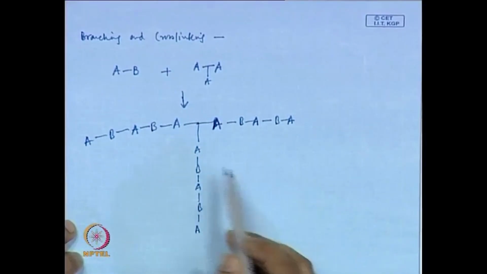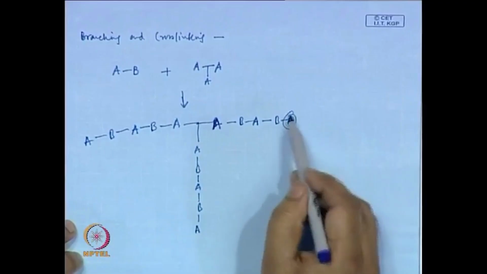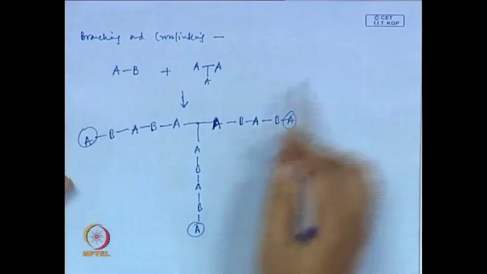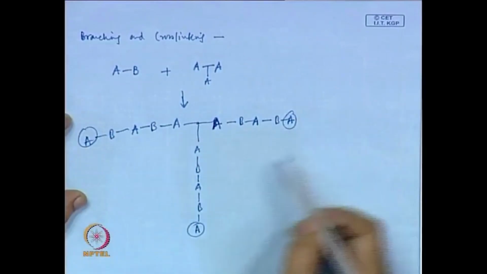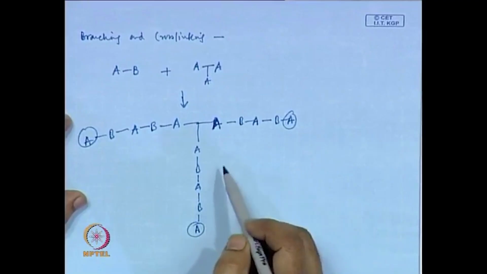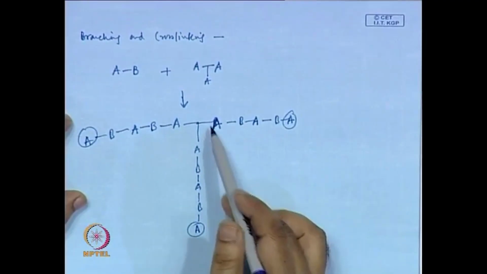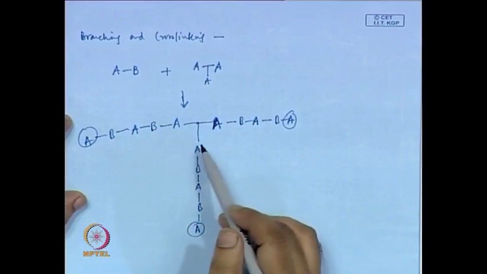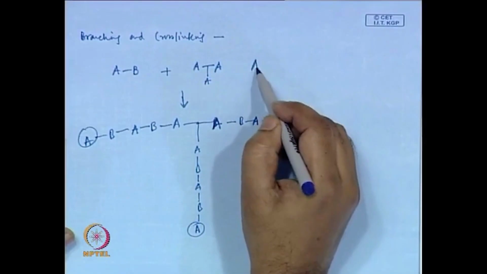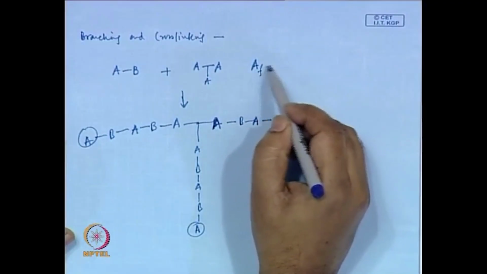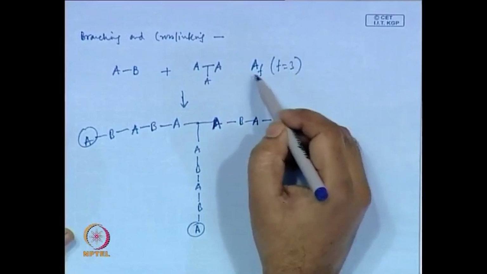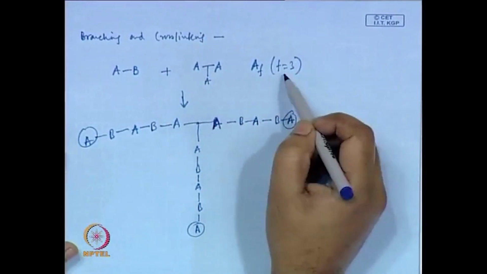Okay. Now, you can see that in this case you always have an A group at the end. This is the main linear chain and this is the branch. The number of branches obviously will depend upon the moles of this group. Now, we are writing this as A F, where F is the number of functional groups present in this molecule. So, F is 3 here.